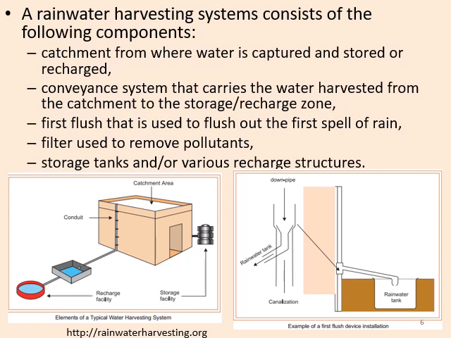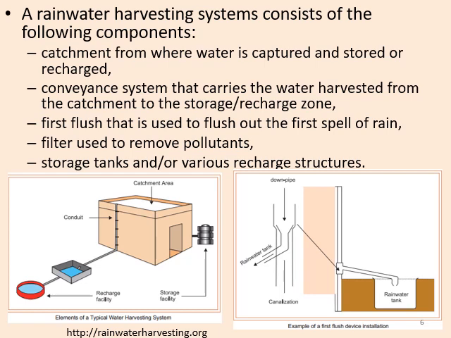Then is the conveyance system. So in the rooftop harvesting method, if we want to install a rainwater harvesting system in our house, the rooftop will be our catchment area. In the left hand side, the diagram is shown here.